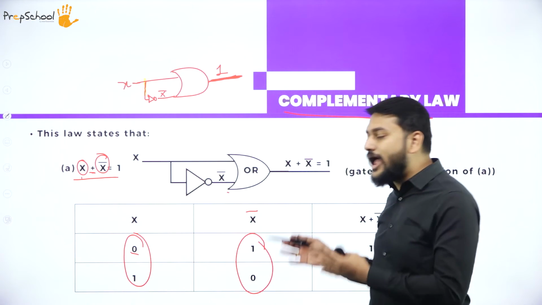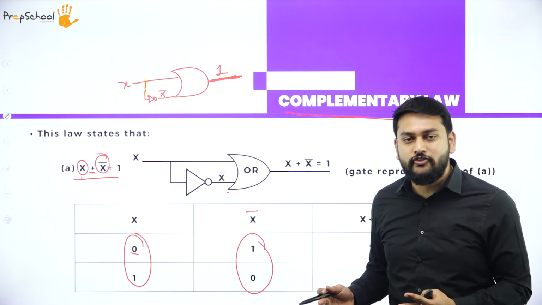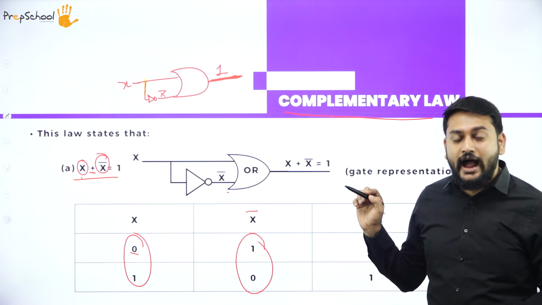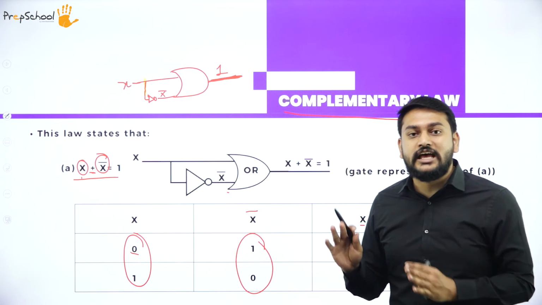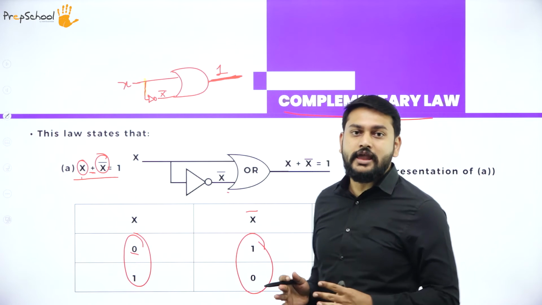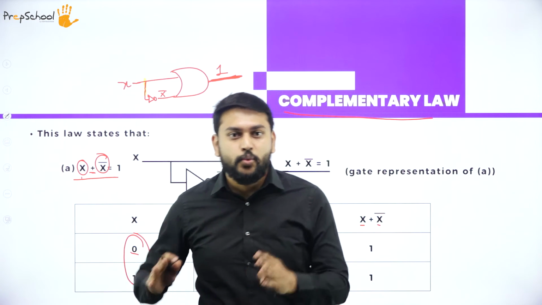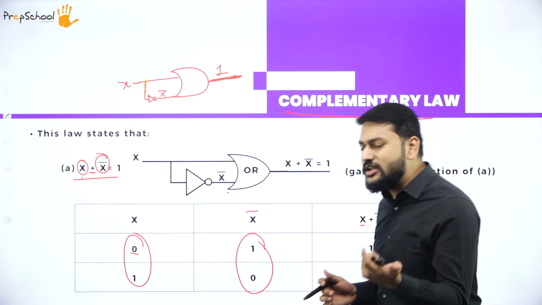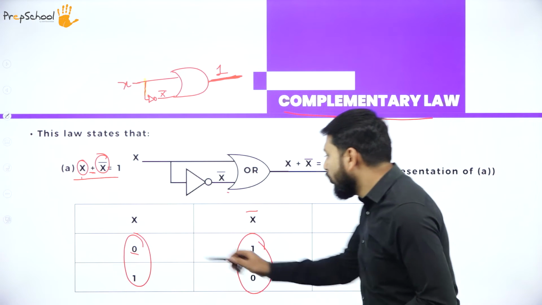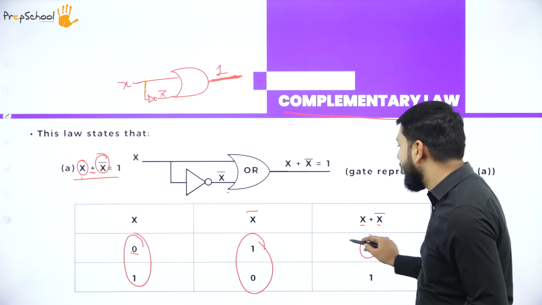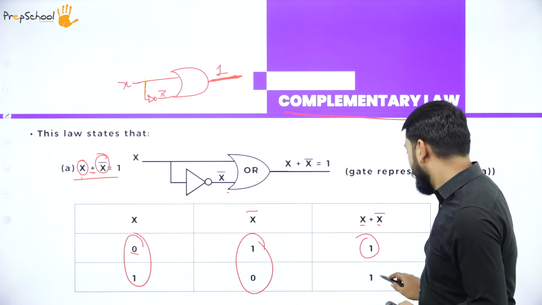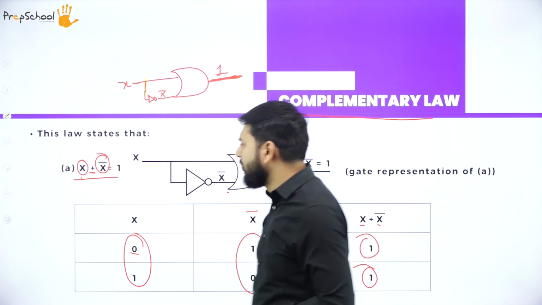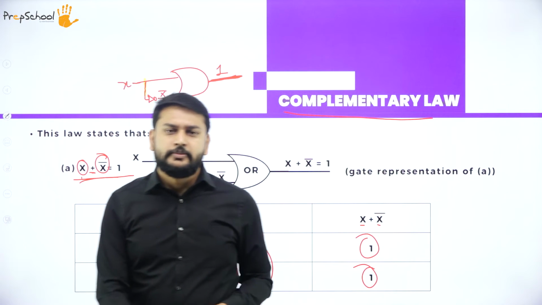So what should I perform? What should be the result of it? I have to perform X plus X dash. Plus in the sense of OR gate. Whenever I'm using an OR gate, obviously I have to use addition. So I will be doing 0 plus 1 will be 1, and 1 plus 0 will be 1. So this is the first law that you have to remember with respect to the complementary law.